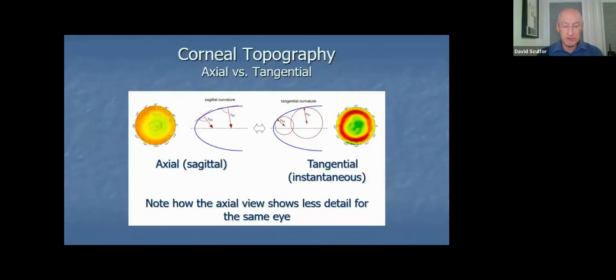So when you're looking at a corneal topography map, you just have to be aware whether you're looking at the axial or tangential map, because they will show different representations of the same cornea.